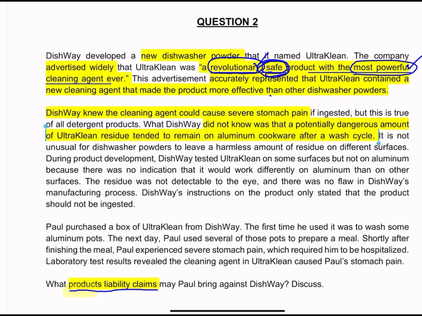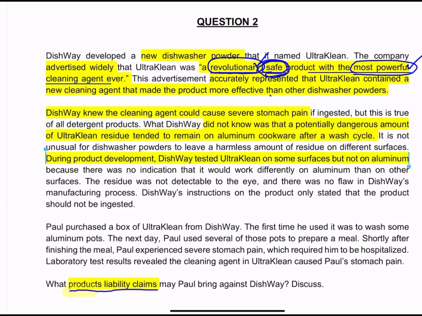It's not unusual for dishwasher powders to leave a harmless amount of residue on different surfaces. During product development, Dishway tested Ultra Clean on some surfaces but not on aluminum because there was no indication that it would work differently on aluminum than on other surfaces.